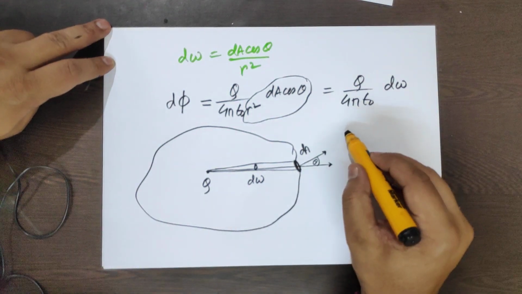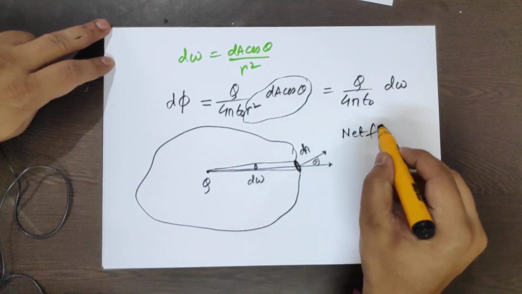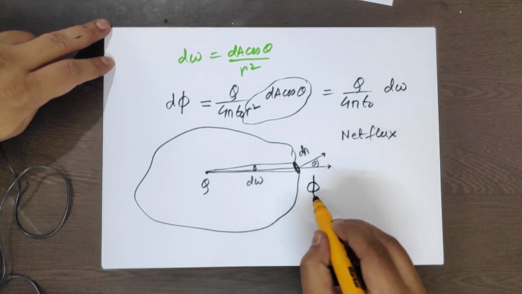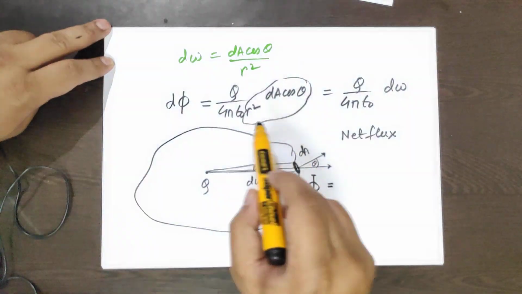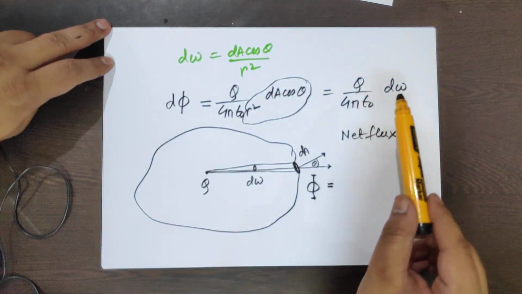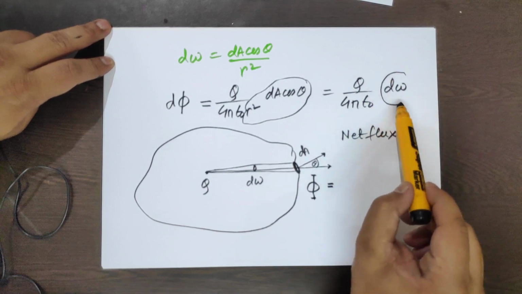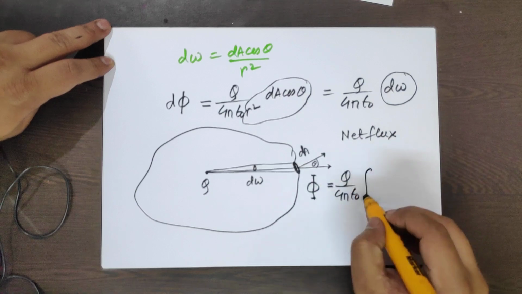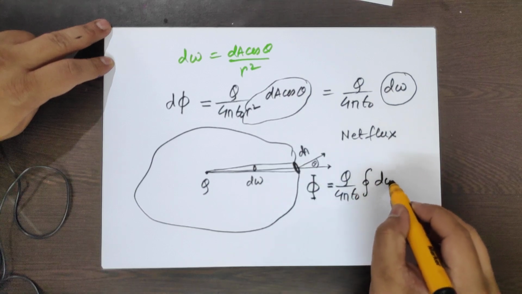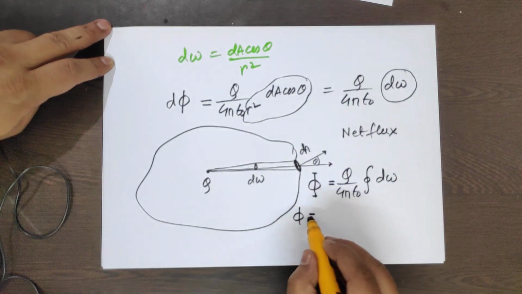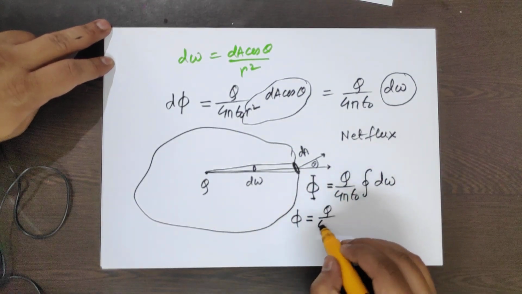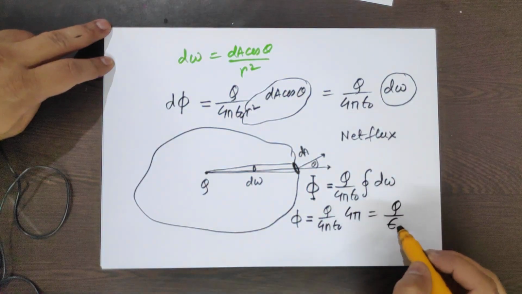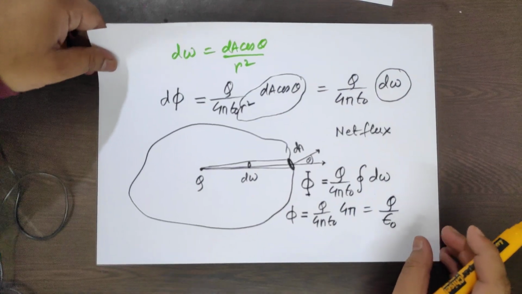Now the net flux through the closed surface is equal to how much? Phi is the summation of d phi, so you have to sum over these solid angles, right? So q by 4 pi epsilon naught times the closed integral of d omega. What will you get? The closed integral of this small solid angle is obviously the total solid angle in space, 4 pi. So you get q by epsilon naught due to this point charge.